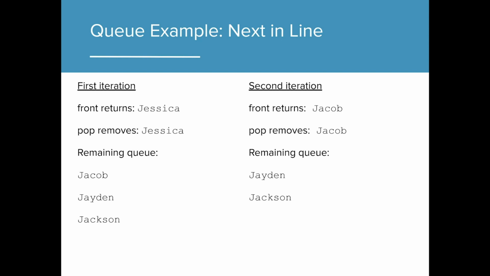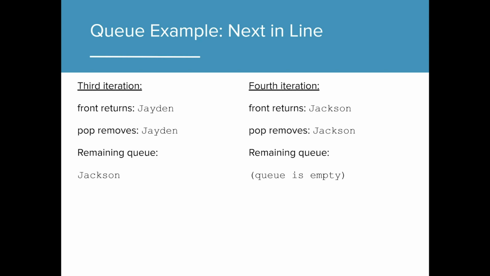Now, let's look at how the names are removed. Jessica got in the line first, so she will be the first to come off the queue. Then goes Jacob. Then Jaden and Jackson. Notice how we access each name in the queue with the front command and then remove the name with the pop command. Once removed, the name is lost, so there is no way to loop through and view each name without removing it entirely in the queue.